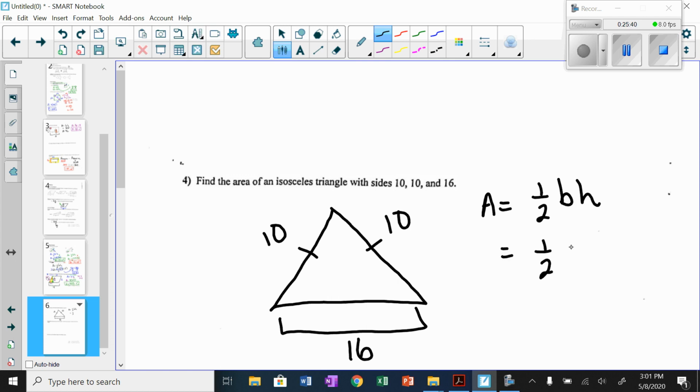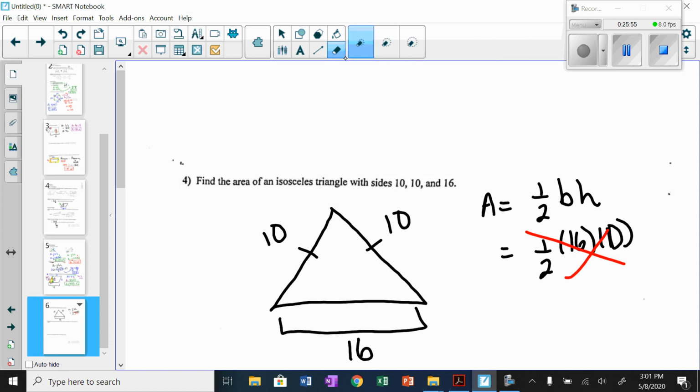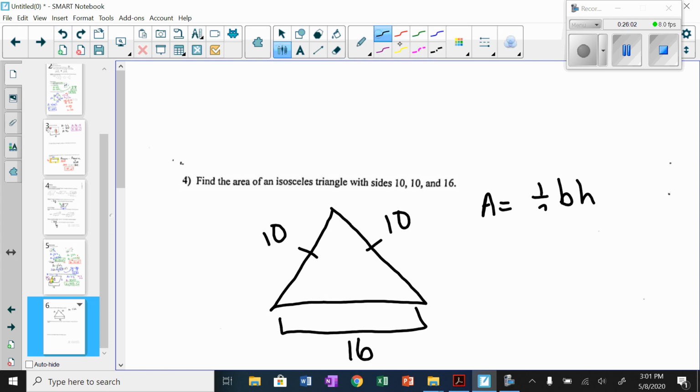Well, you might be saying, okay, this is easy, half 16 times 10. Why is that wrong? That is a big no-no. Remember, a height has to be made with a right angle, and there's no right angle here. So what are we going to do? We are going to drop down an altitude.